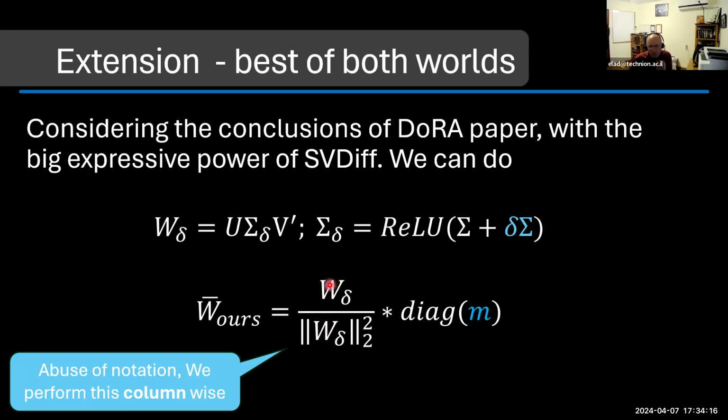תגיד, והנורמת 2 כאן זה לא נורמת 2, זה נורמת פרוביניוס, נכון? יש כאן קצת abuse of notation, אני עושה את זה פר עמודה, כלומר לכל עמודה אני מנרמל אותה. אני כותב כאן מטריצה, אבל בפועל אני עושה את זה פר עמודות. אוקיי, בסדר.